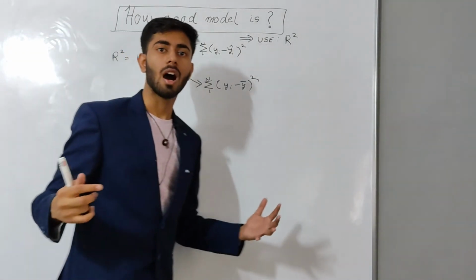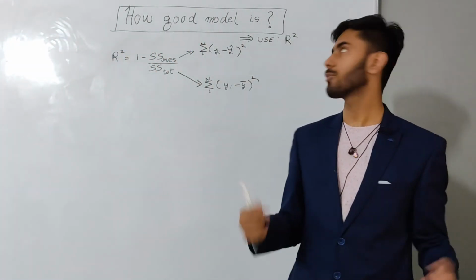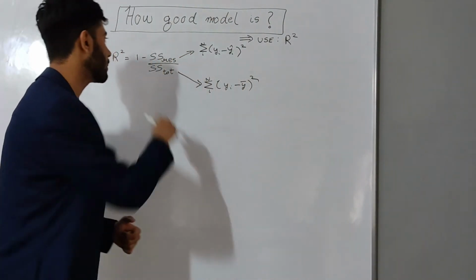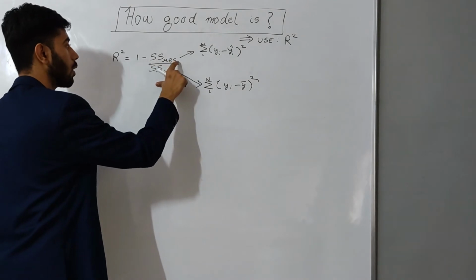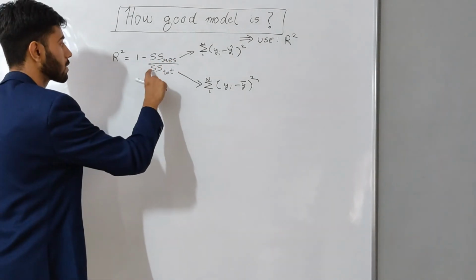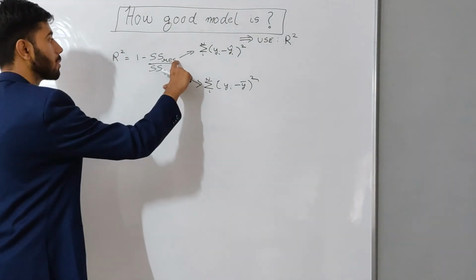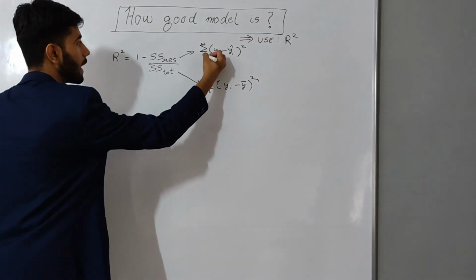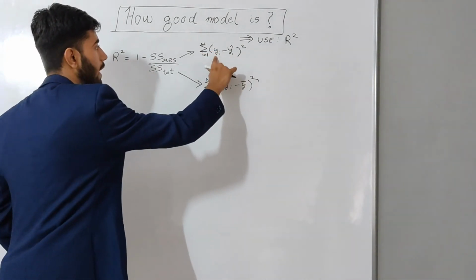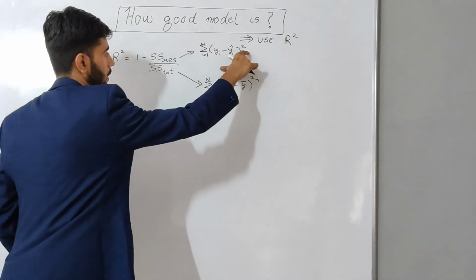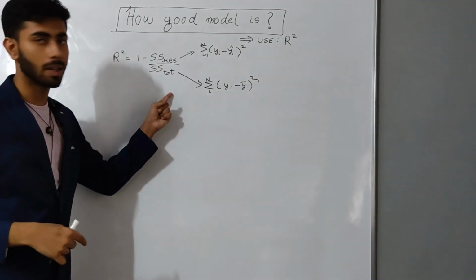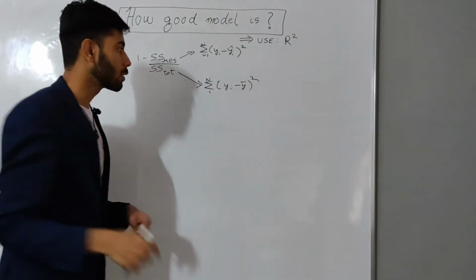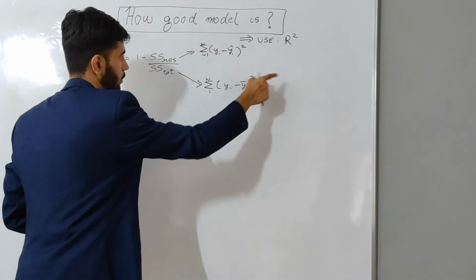Now we have to measure how good our model is, and to measure that we will be using r squared. So what is r squared? Basically the value of r squared is 1 minus sum of square of residual divided by sum of square of total, where the sum of square of residual is summation from i equal to 1 to n of yi minus y cap whole square, and the sum of square of total is summation of yi minus y dash, where y dash is the mean, so yi minus y mean whole square.